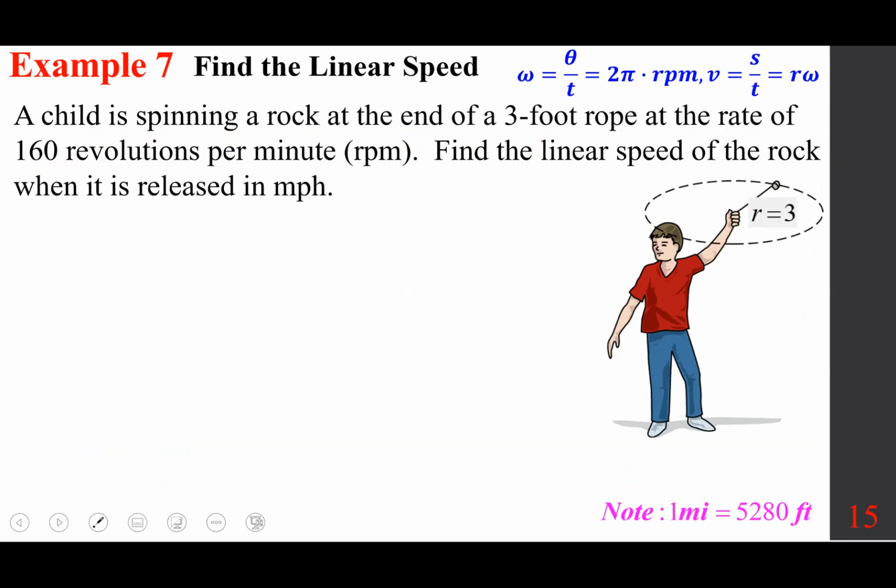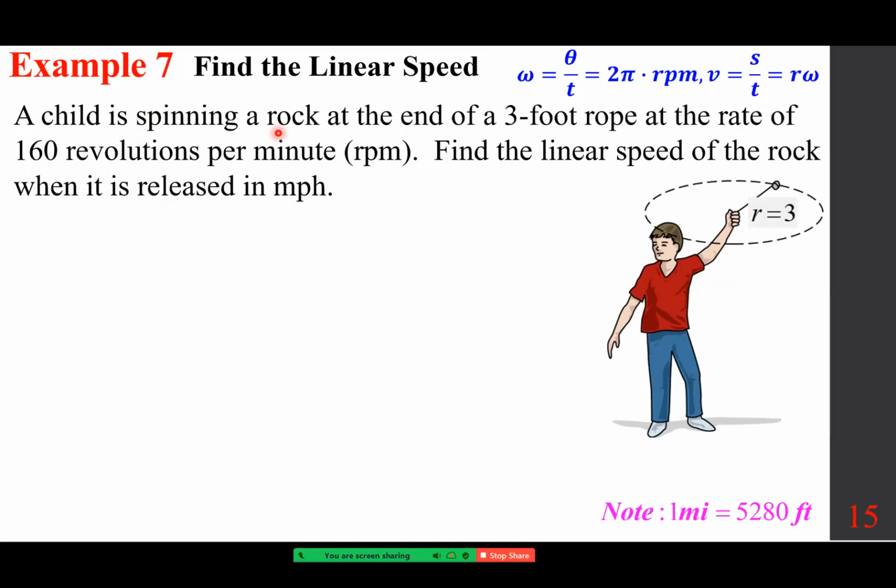All right. We want to find the linear speed. A child is spinning a rock at the end of a 3-foot rope at the rate of 160 RPM, revolutions per minute. We want to find the linear speed of the rock when it is released in miles per hour. So ultimately, we want to go with miles per hour. So we remember that 1 mile is 5,280 feet. We don't want to worry about that yet. We want to look at the concept, and then it's a simple algebra to go from one unit to the next. But for now, what is a given?